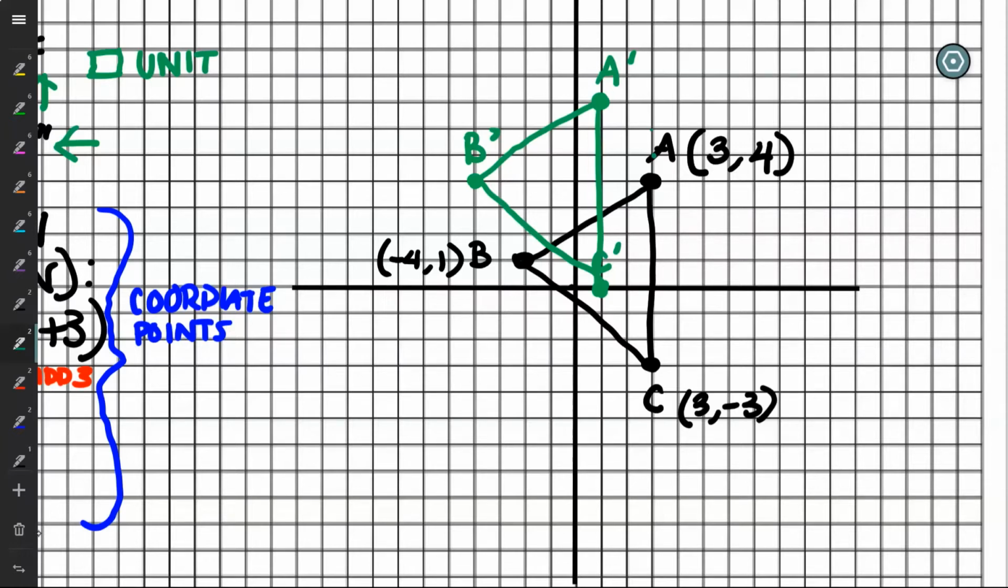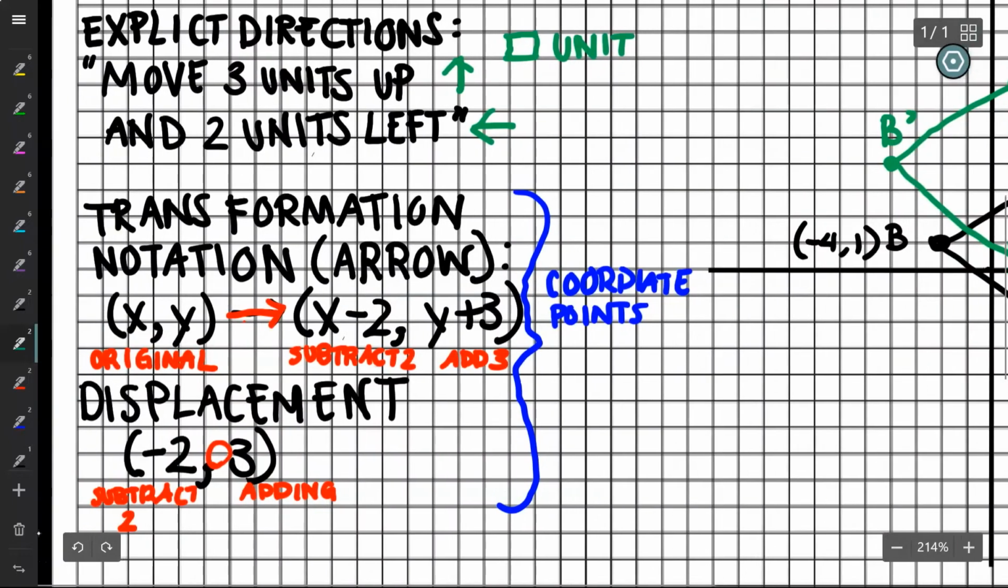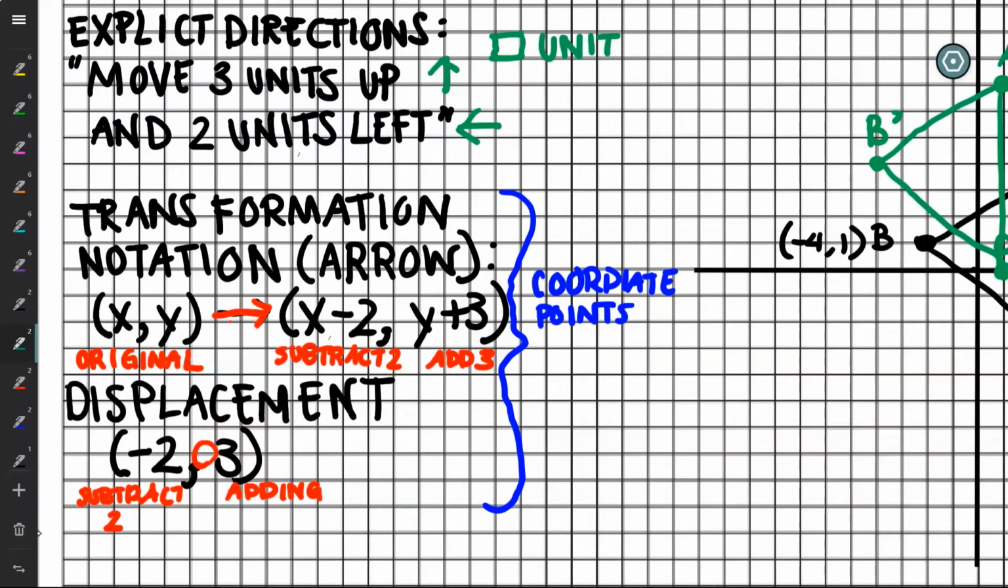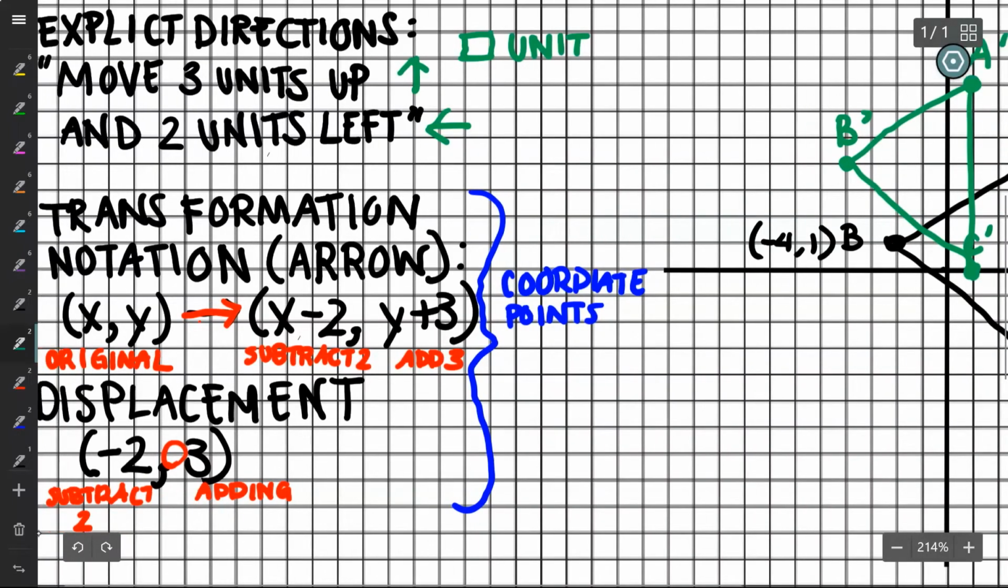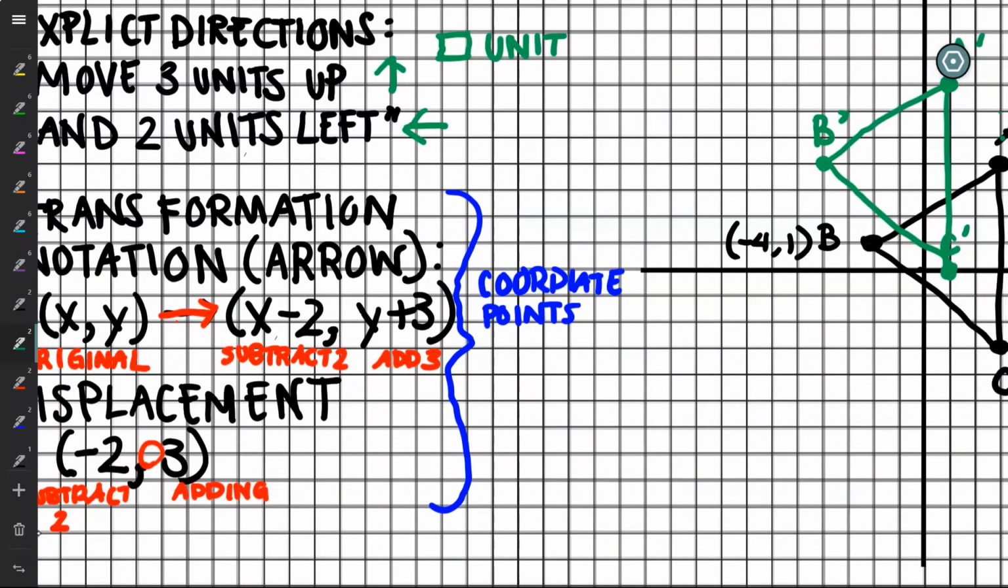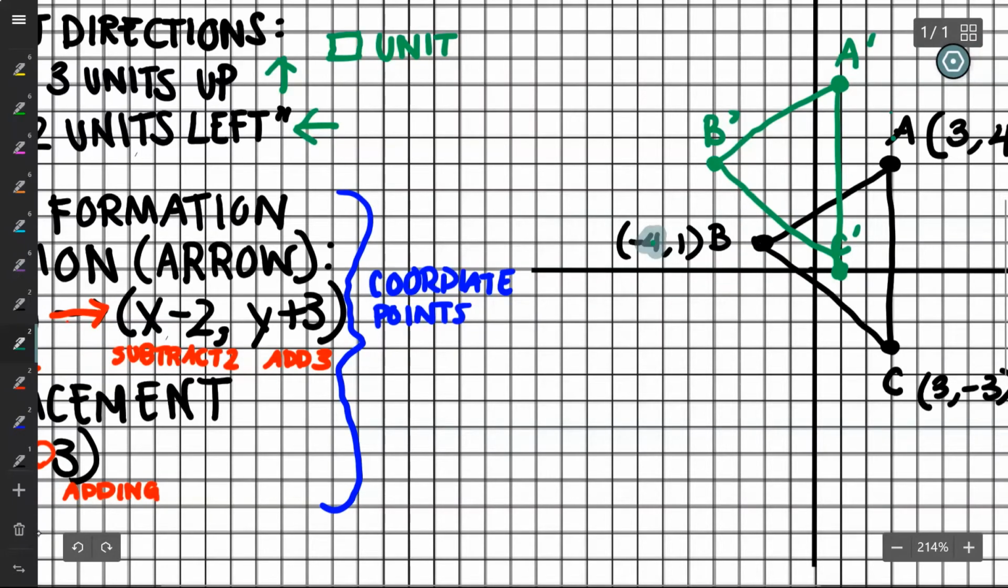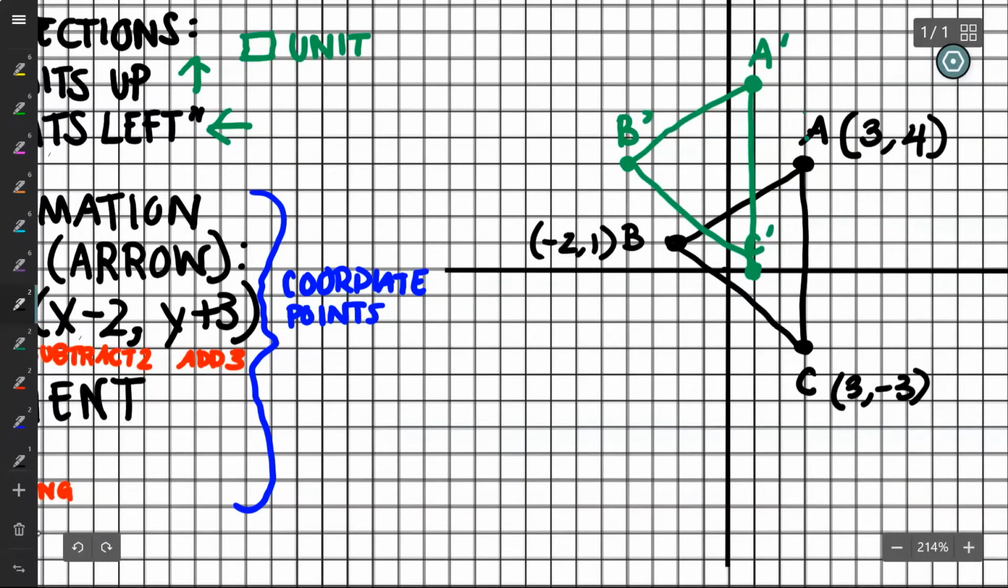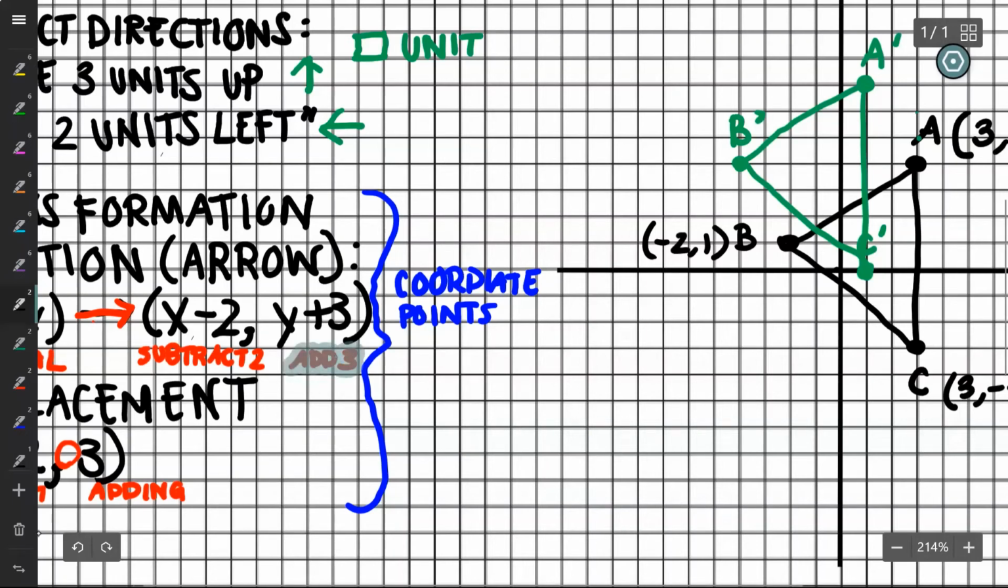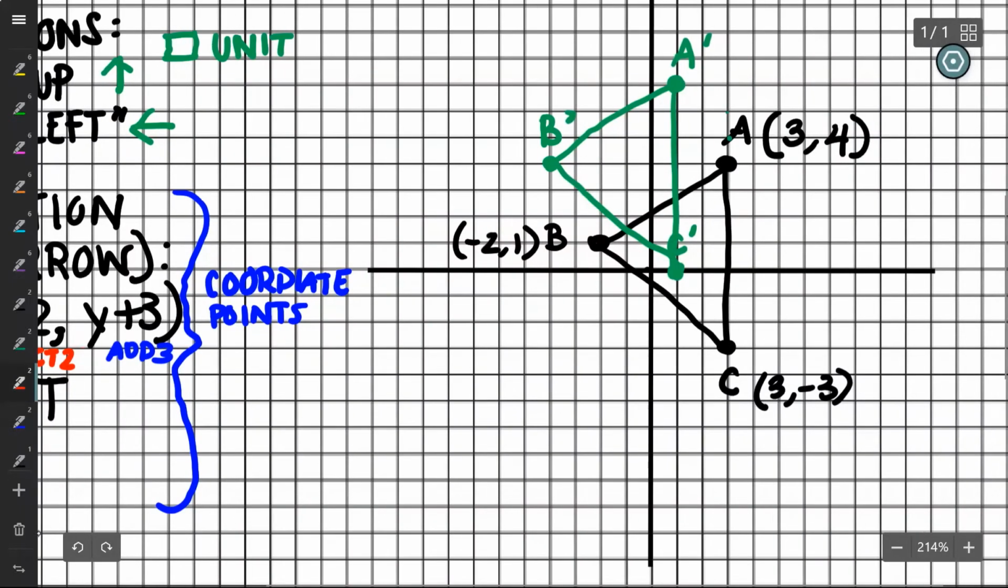I have my coordinate points written here, and we're going to use this displacement and transformation notation to see if our translation is correct. This point is not correct. That's not -4. It is -2, because we're only 2 away from the origin. So to each of these points, I'm going to go through. I'm going to change this to blue. I'm going to add 2 to all of my x's. No, subtract 2.